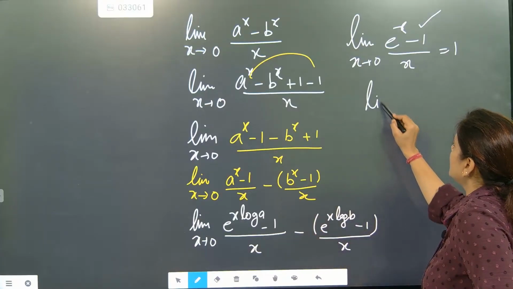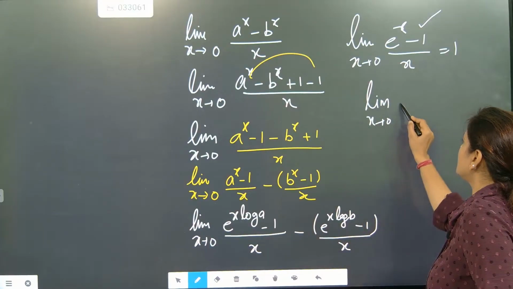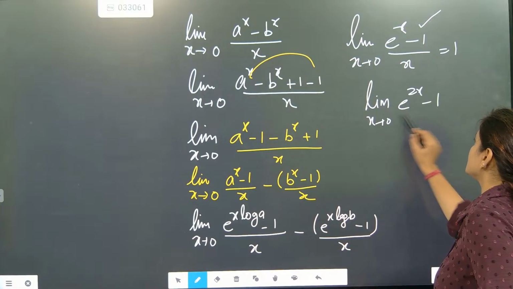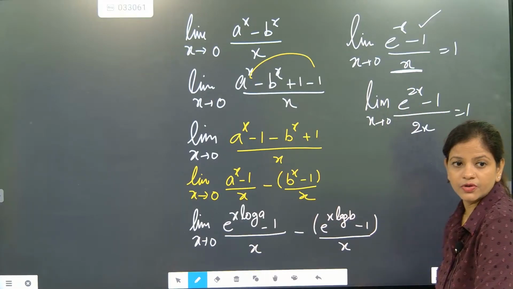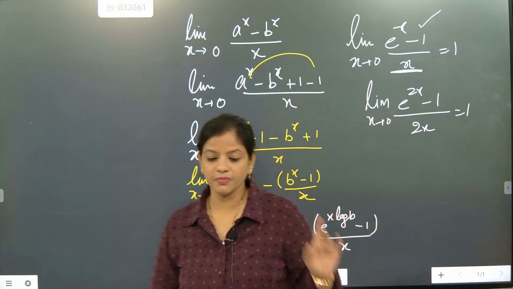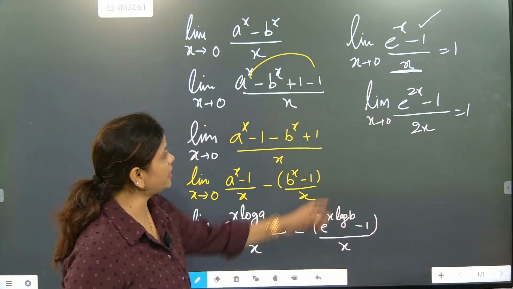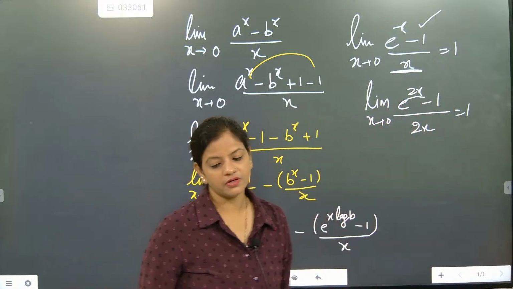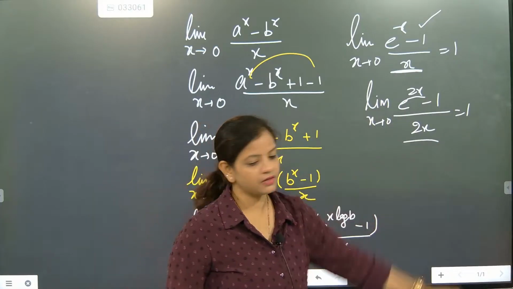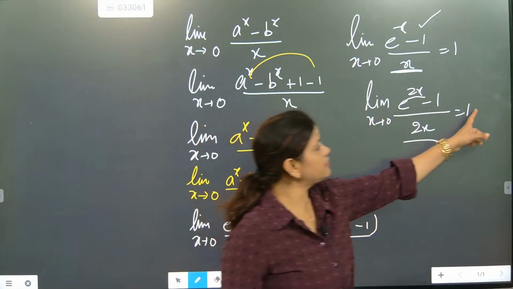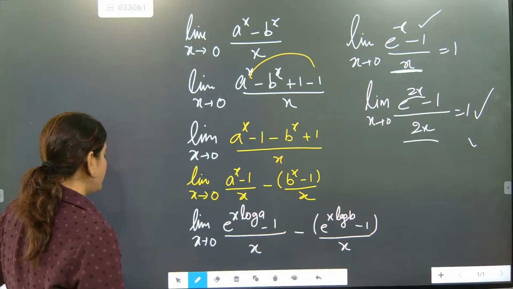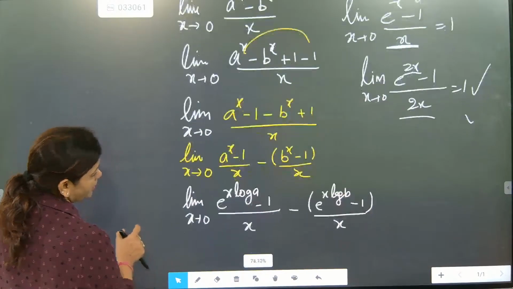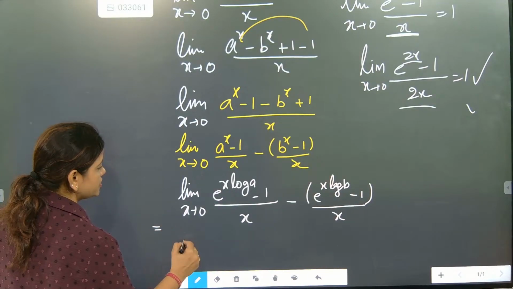If limit x tends to 0, e to the power 2x minus 1, then here with it 2x will be there, then only it will be equal to 1. This you must remember: whatever is in the power, the same thing should be here. Then only the answer will come as 1. I hope you have understood. So here you have to be very particular while solving the question.